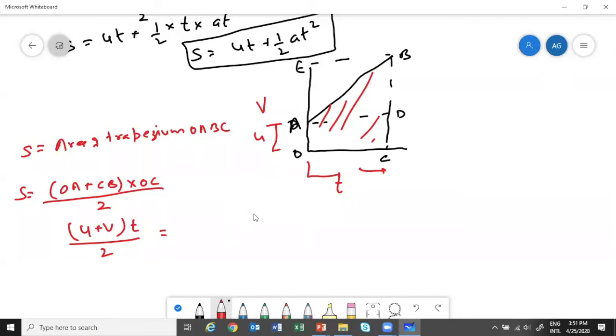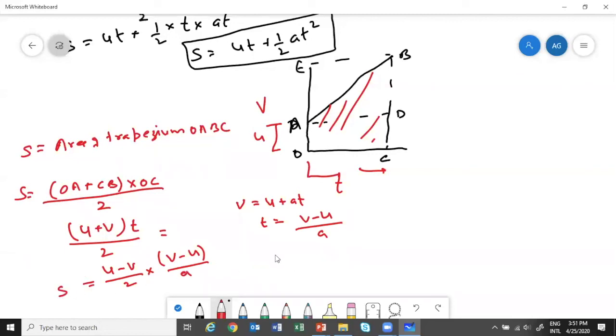Okay. Now, from the first equation, v equals u plus at. Can you calculate the t value? t is (v minus u) by a, right? If you put this into the area of the trapezium, s, so you know this plus, okay?